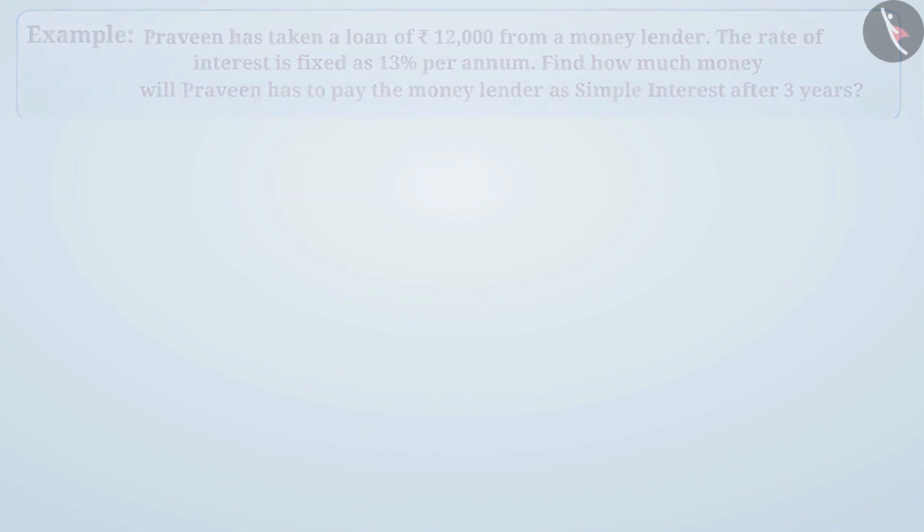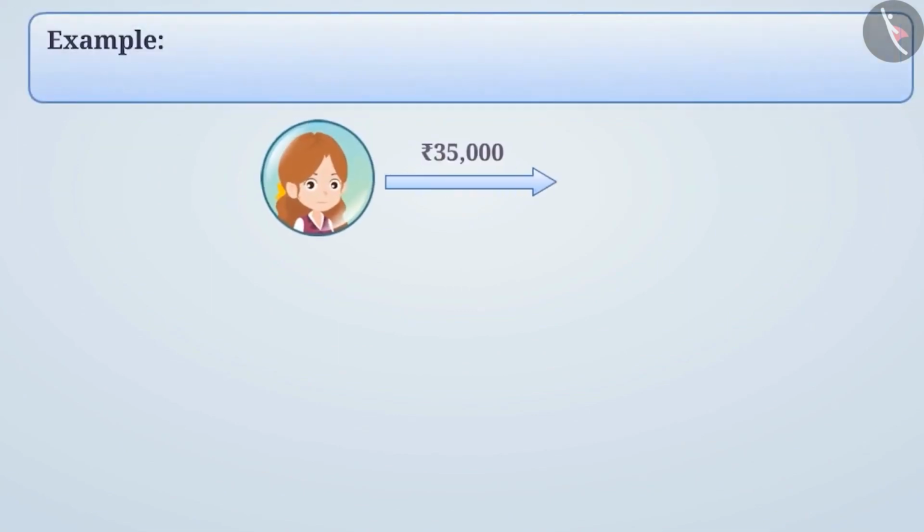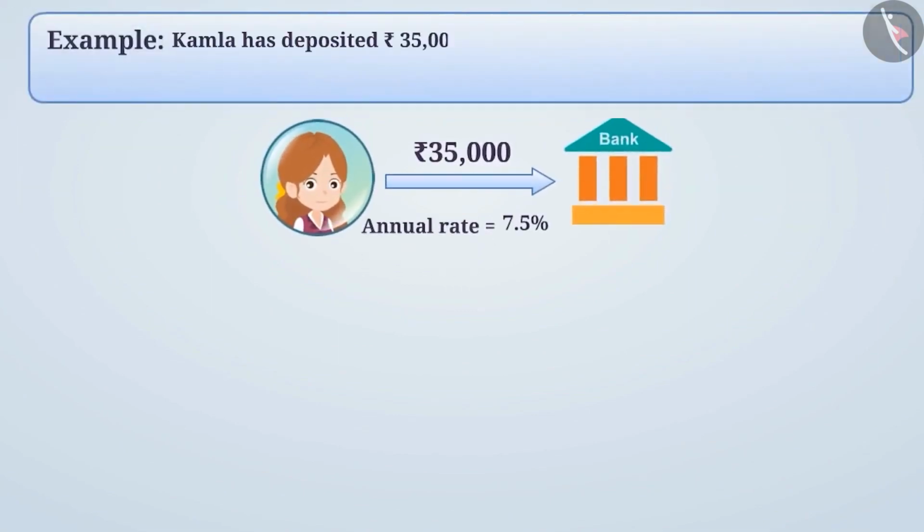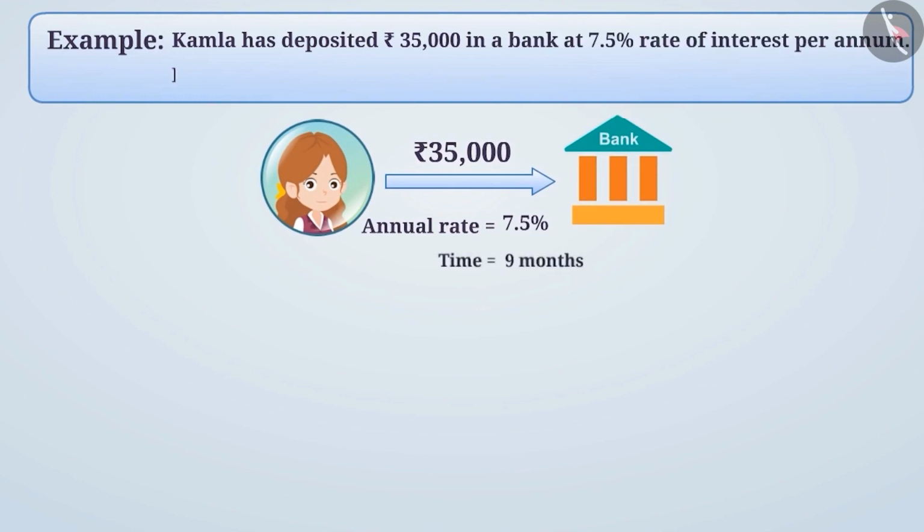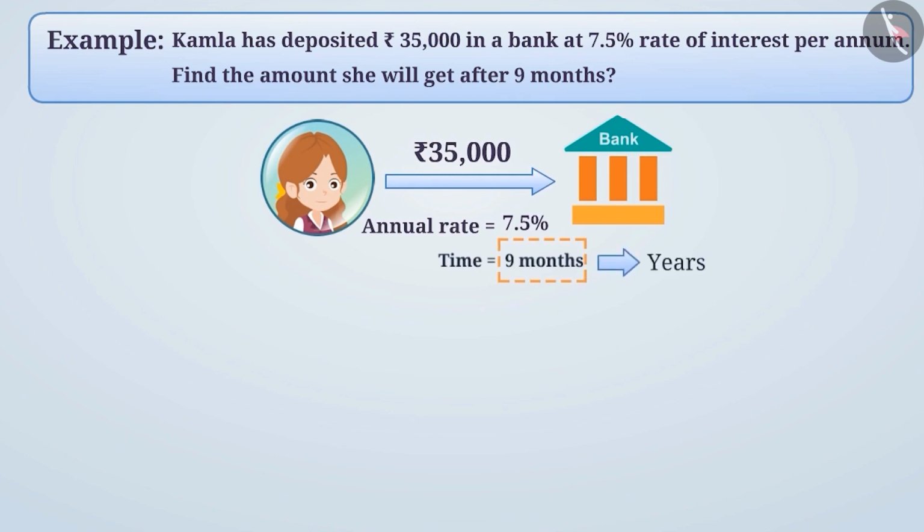Next example. Kamala has deposited rupees 35,000 in a bank at 7.5% rate of interest per annum. Find the amount she will get after 9 months. This is a very interesting question. Here, we have to take care of certain conditions. The first thing is to note that the time is given in months. Therefore, it is necessary to convert it into years. Can you tell how to convert this? Think for a while.